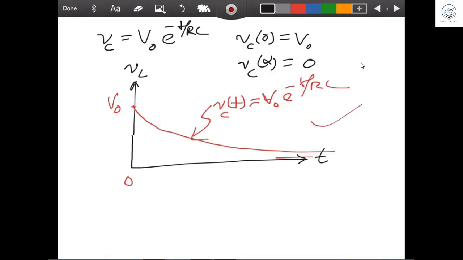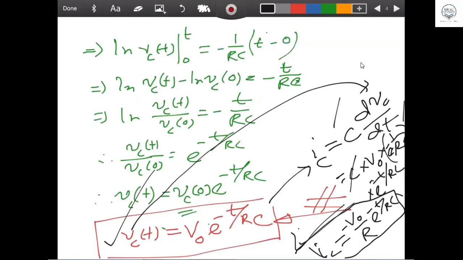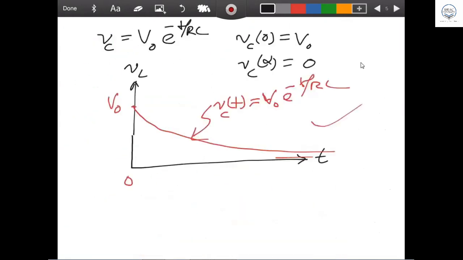And if I go for the current equation, as I showed you, the current equation was derived from that: IC equal to minus V naught by R e to the power minus t by RC. So that is your current equation. So your current equation, you can go ahead like this. Then what is the current equation you get from here?